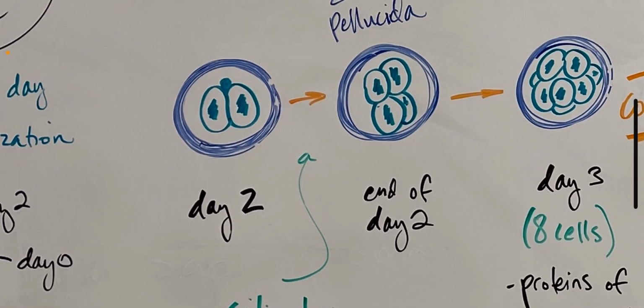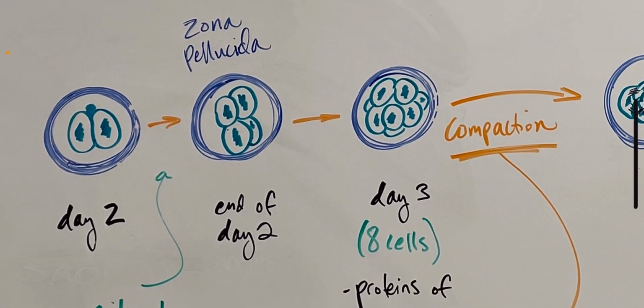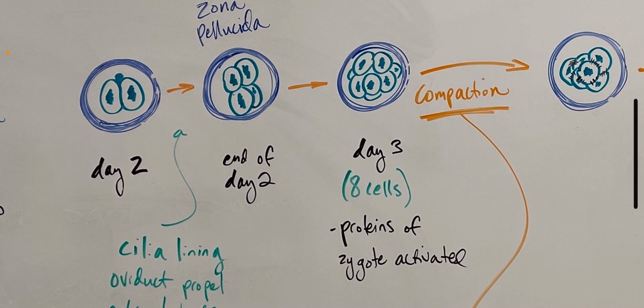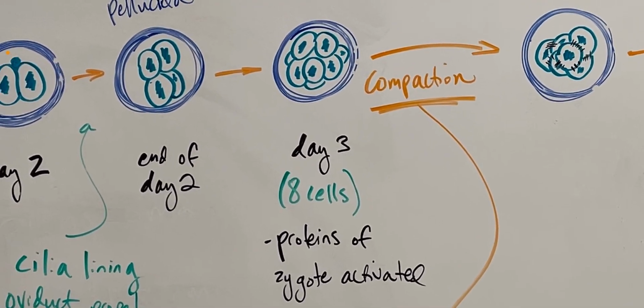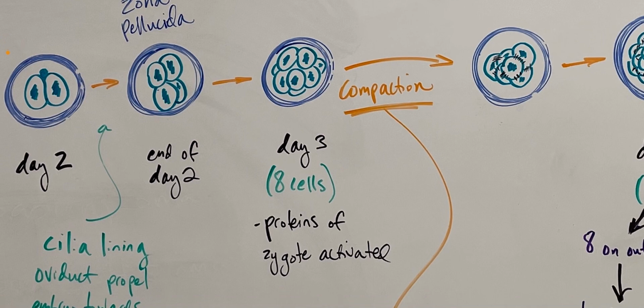By day 3, we're looking at around 8 cells, and this is when the proteins of the zygote are activated. What that means is that before day 3, the cell divisions were really controlled by the messenger RNA and the proteins that were produced by the original oocyte, or the egg. And now there's this transition where the proteins produced by the cells of the actual embryo are controlling cleavage. So it's the first time in which this embryo is controlling its own cell division, its own destiny in a way.